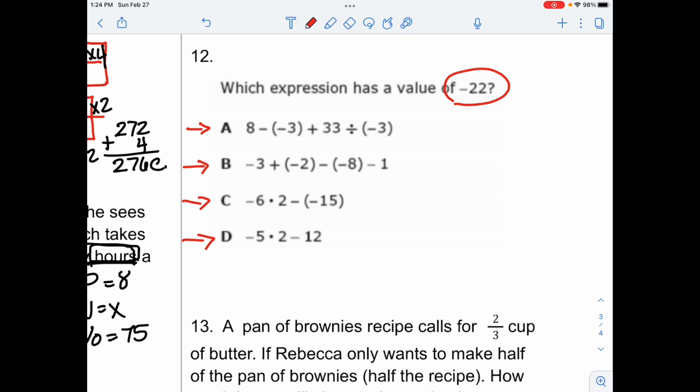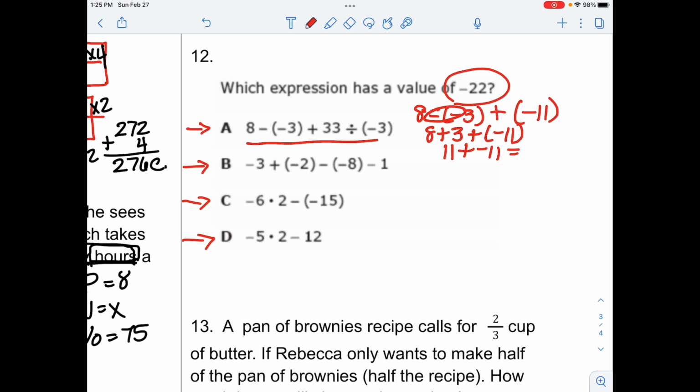Okay, let's look at A. A, what comes first in our order of operations? Well, division is going to come first in this one. So I'm going to have 8 minus negative 3 plus negative 11. Now, I do my keep, change, change. This turns into 8 plus 3. So 8 plus 3 plus negative 11. That gives me 11 plus negative 11, which equals 0. So A is not a correct answer.